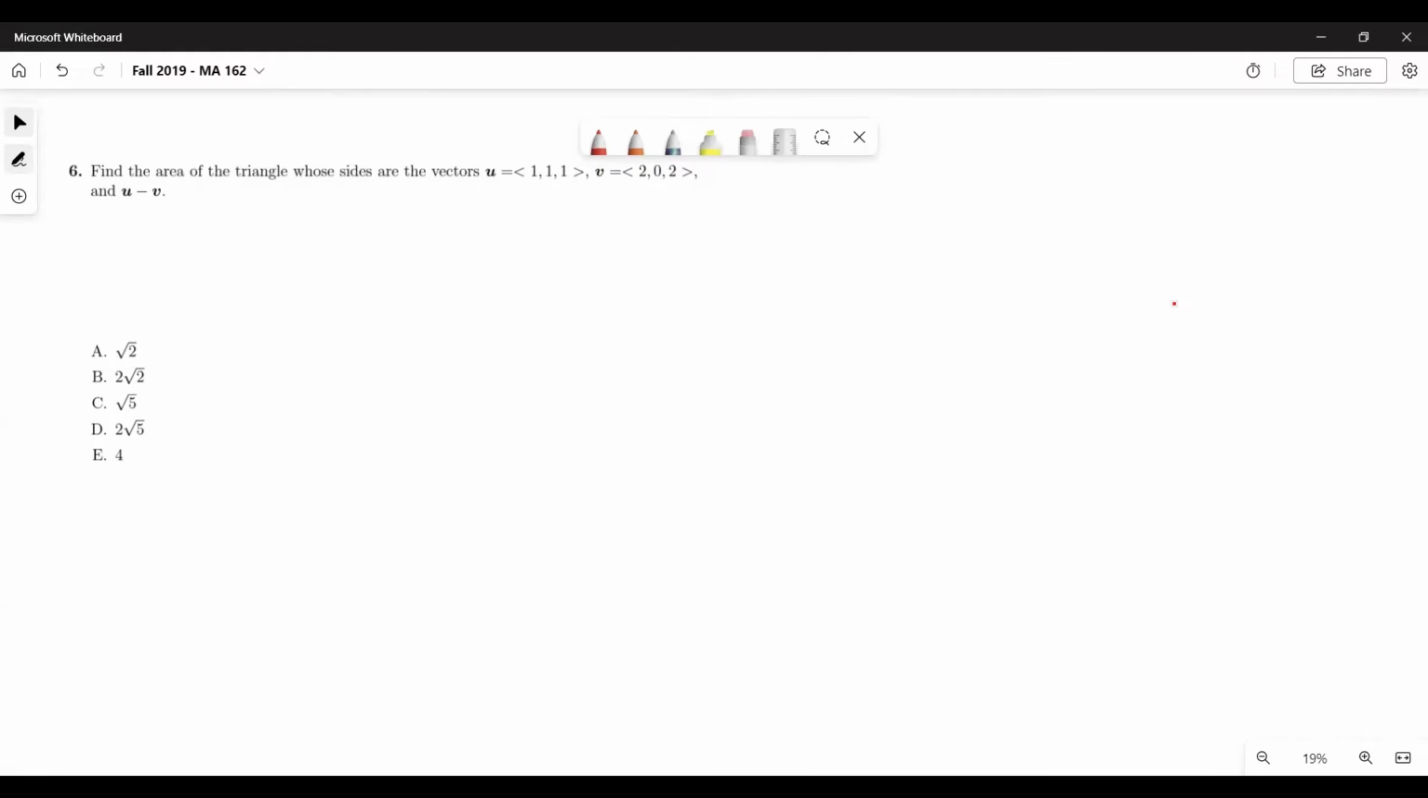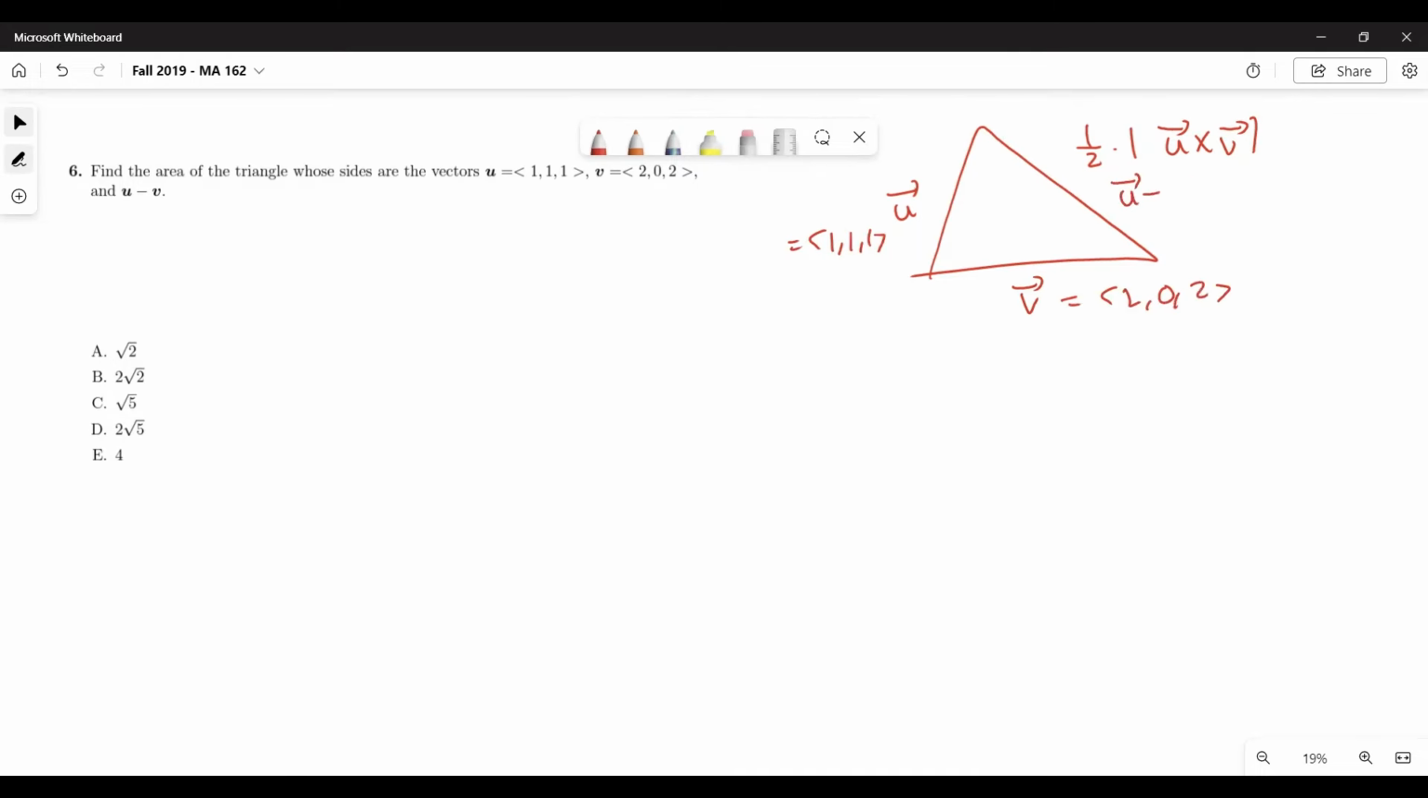Okay, this question asks to find the area of the triangle. If you remember the area of the triangle formula, if you're given vectors U and B, you cross multiply U and B, then find the magnitude and multiply by half. So we're given U is (1, 1, 1), B is (2, 0, 2), and there's a U minus B. We don't have to calculate U minus B because we're just going to use U and B as our sides.